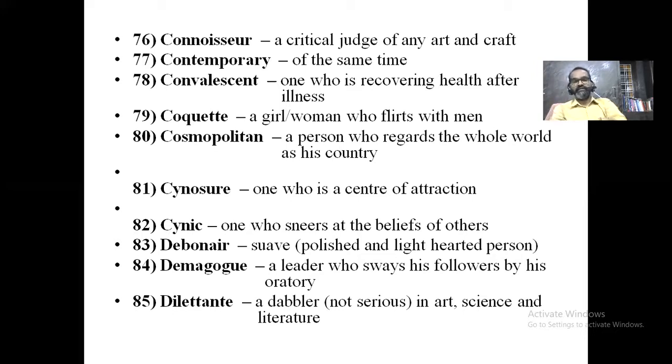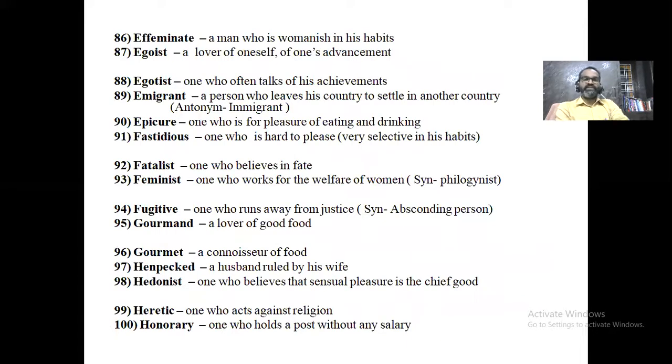Dilettante, a dabbler, not serious about art, science and literature. Then effeminate, a man who is womanish in his habits. Always he likes to flirt with women and wants to move with women. So they are called effeminate.